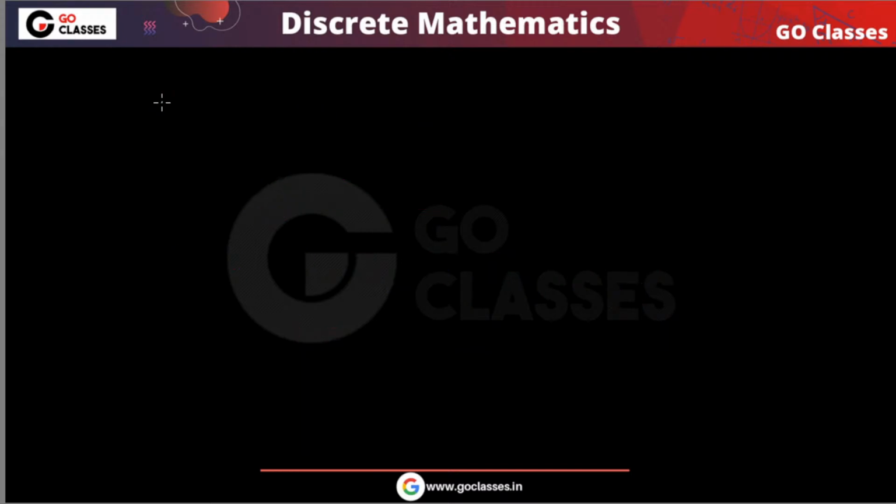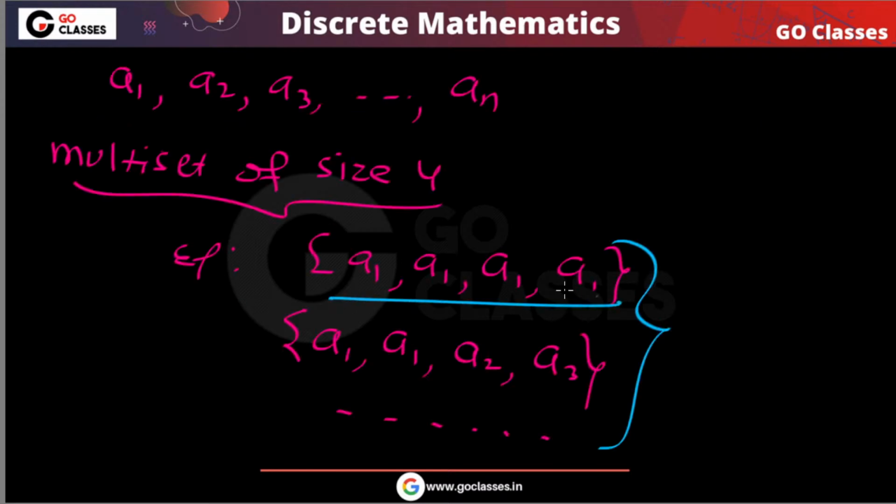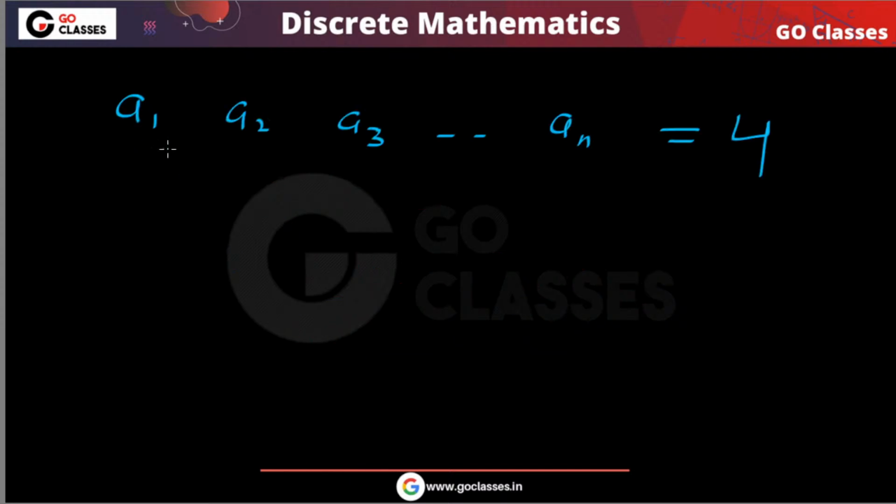Again, this is a very simple point because you have A1, A2, A3, and so on. So finally, what is the total? The total you want is 4. How many A1s are you taking? For example, here I am taking 4 A1s. Here I am taking 2 A1, 1 A2, and 1 A3. So here you can notice that the total I want is 4.